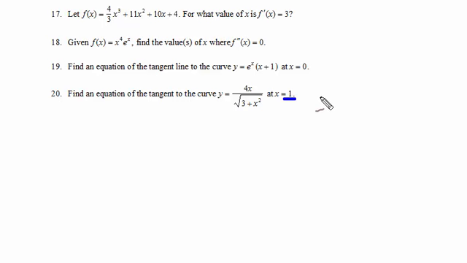We're going to use the same tangent line formula with y equals the y coordinate of the point. So let's find the y coordinate of the point first. The point is 1. Now let's plug 1 into this equation. That gives you 4 on the top, and here 3 plus 1 is 4. The square root of 4 is 2, so it's 4 over 2, which makes that 2. So this is the point you're looking at, 1, 2. And now we just have to find f prime of this thing.